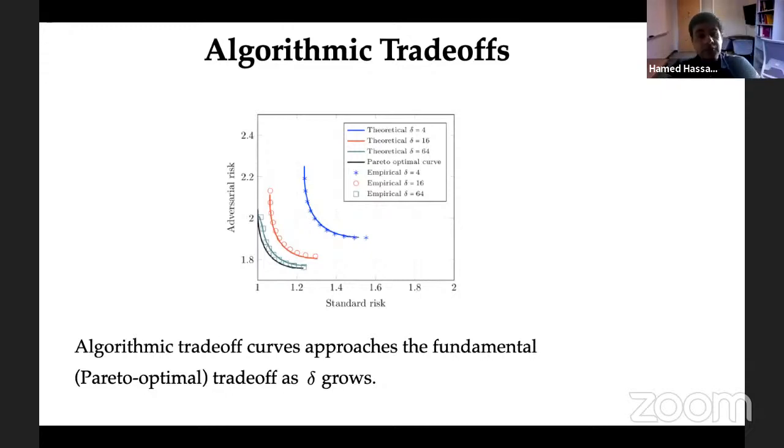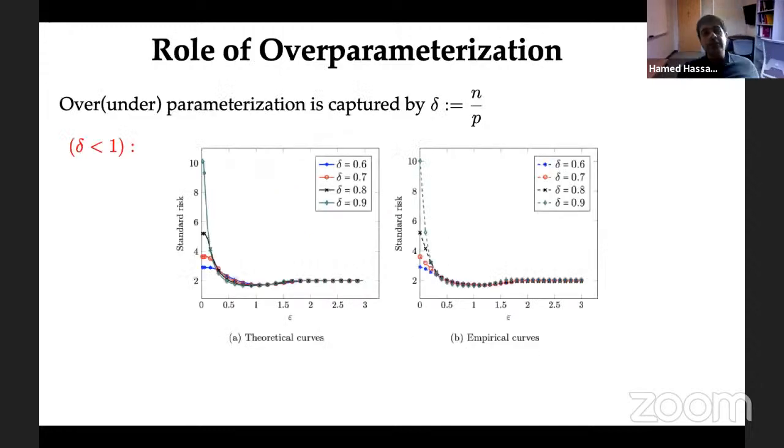So here the conclusion is that as delta grows, as the number of data points grows, adversarial training, the solution of robust ERM, would give us this fundamental trade-off. So algorithmically, we can achieve this fundamental trade-off provided that this overparameterization parameter increases, the ratio of data points with respect to the number of parameters in the problem. So that's one consequence. The other consequence is exactly the role of this overparameterization delta.